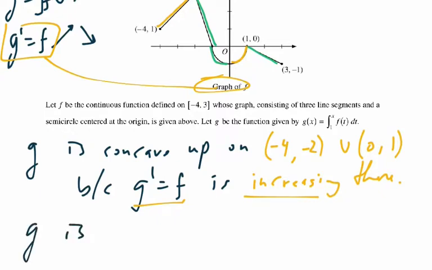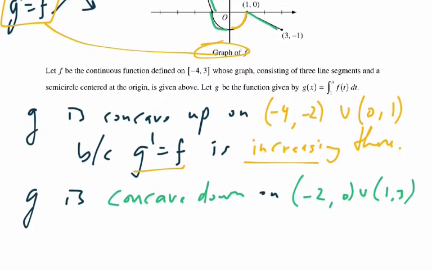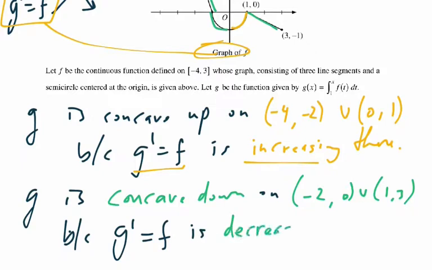So g is concave down on -2 to 0, union 1 to 3. Okay, again, be careful that you're choosing the x values for those intervals, and this is because g prime, which is f, is decreasing there. Sweet. Do we have any points of inflection?